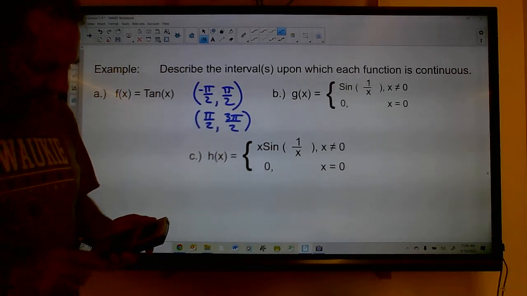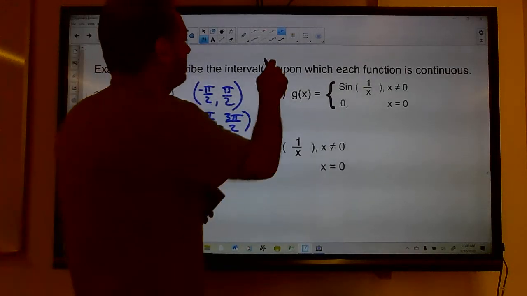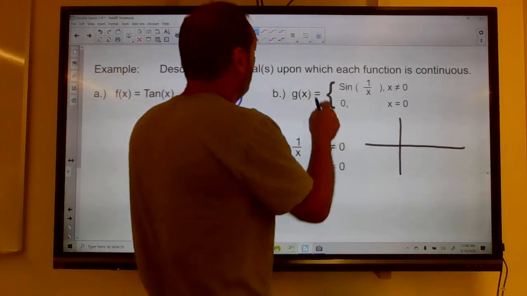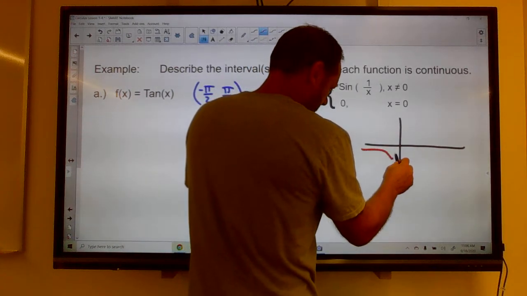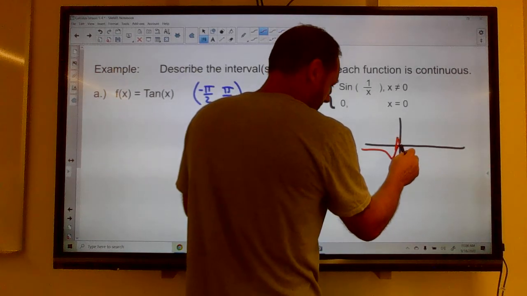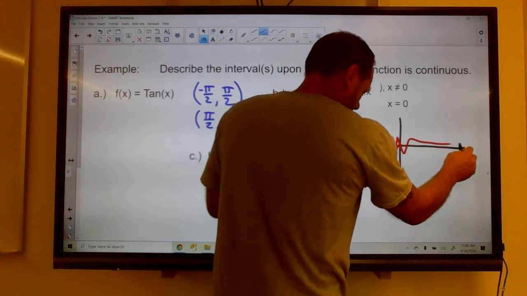Okay, and then I would go ahead and graph that. Okay, so this graph looks like this. Kind of goes up like this, and then down, down. It looks like that.